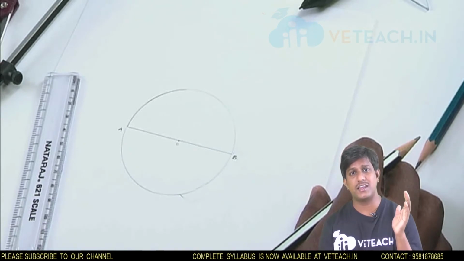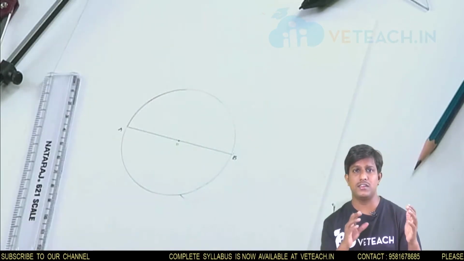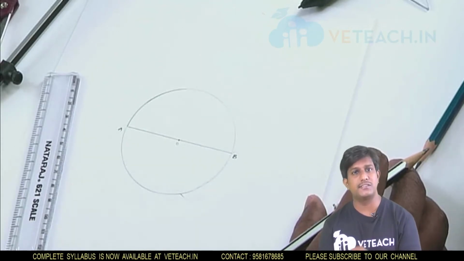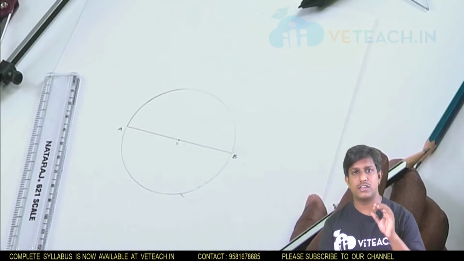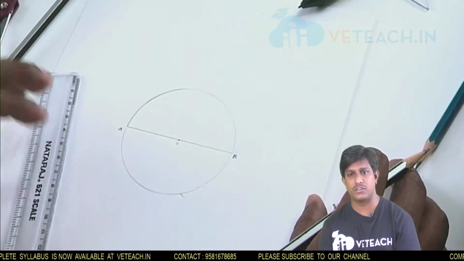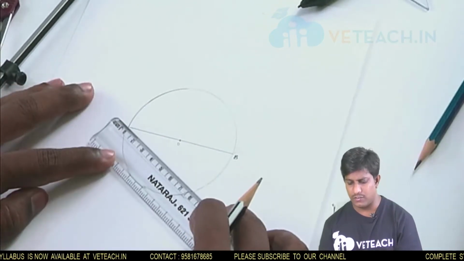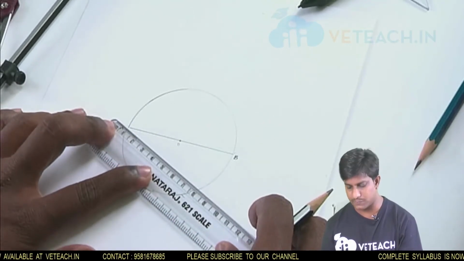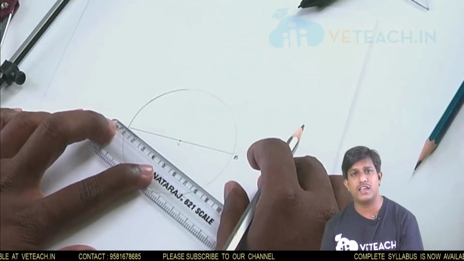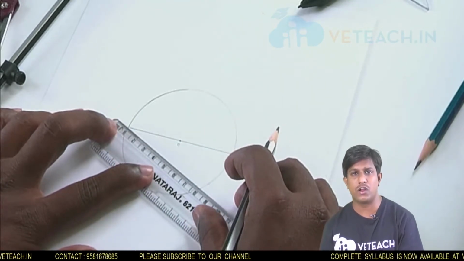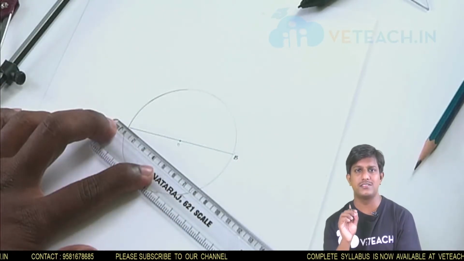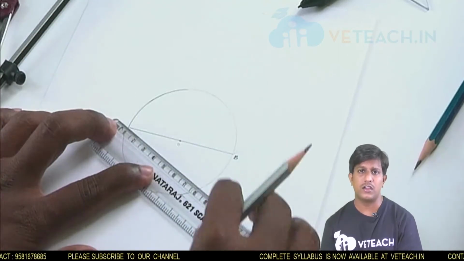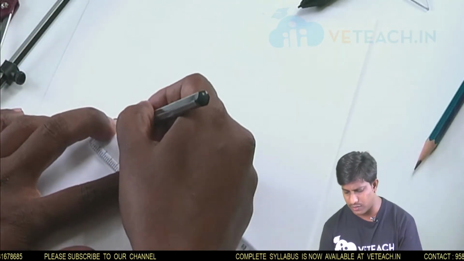In the previous classes we have learned the basic diagrams: divide a line into equal parts, line bisector, angular bisector. Those are the basic diagrams we learned in the previous class. Then in this diagram we are going to apply the divide a line into equal parts method. For this method, we need to draw an acute angle. An acute angle is nothing but an angle below 90 degrees. You can take any angle you wish.